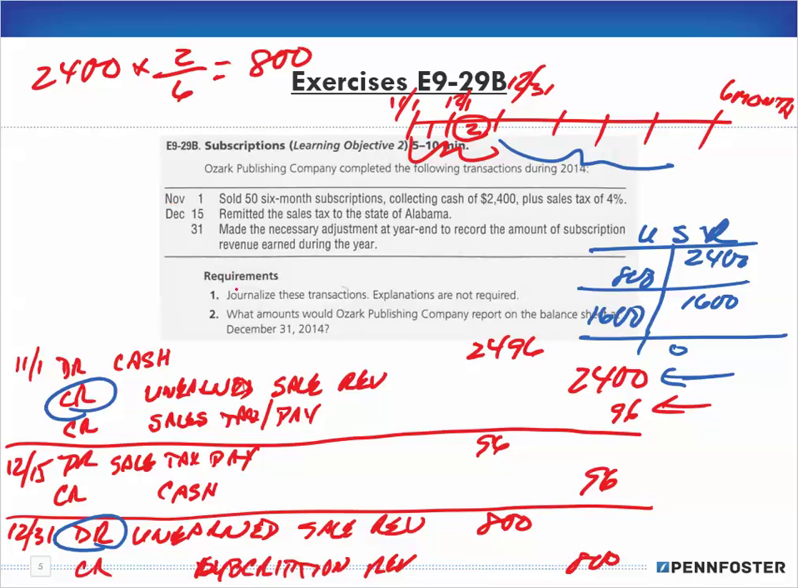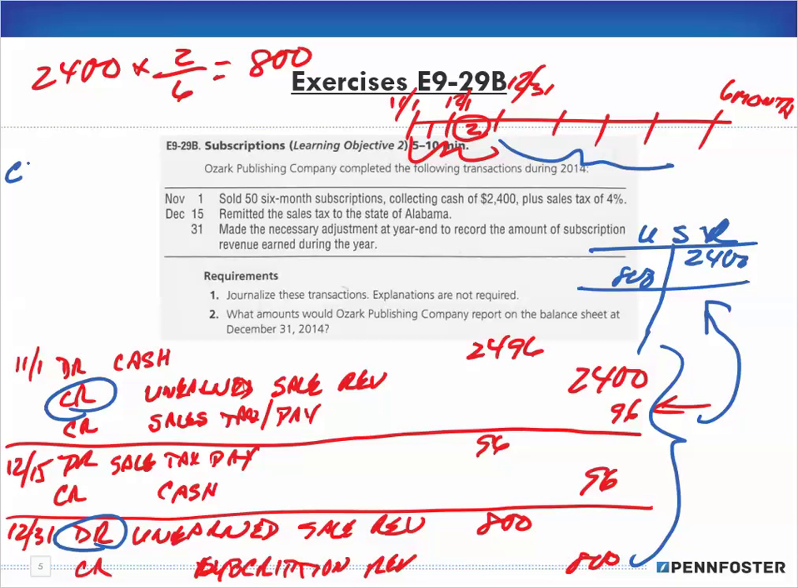Okay. Now number 2. It says here, what amount would Ozark Publishing report on the balance sheet for December 31st? Okay, so on the balance sheet, if we post these entries, right, which is what I'm kind of doing by showing you the T account here, that means on our balance sheet, under the current liability section, we're going to have an unearned sales revenue account, and that's going to show the $1,600 balance, okay? Because the balance in the account is $1,600, right? And that's under my current liability, and it's current because current is between now and the next 12 months, okay?